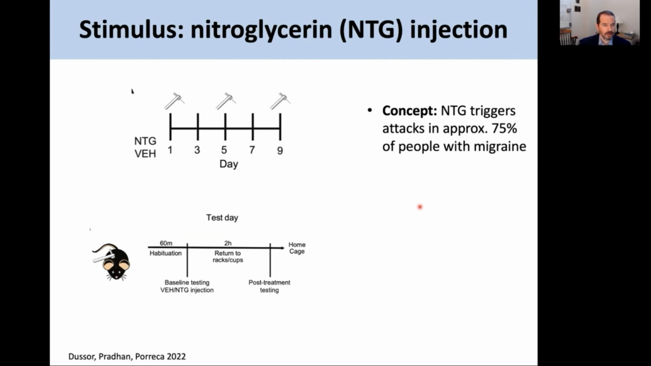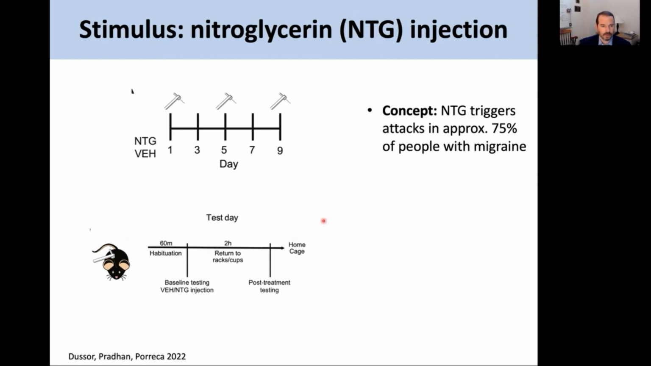Next is nitroglycerin injection. You can do this either once or you can do it across days. You can inject nitroglycerin or a vehicle. You can do behavioral testing across those days. On any given test day, you would habituate the animals. You might test them before you give the nitroglycerin injection. You wait some time, you test them after the nitroglycerin injection. You put them back, you come back a few days later, and you test them again.